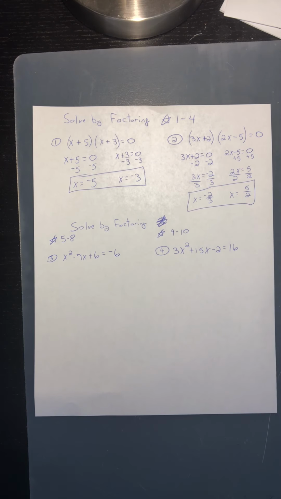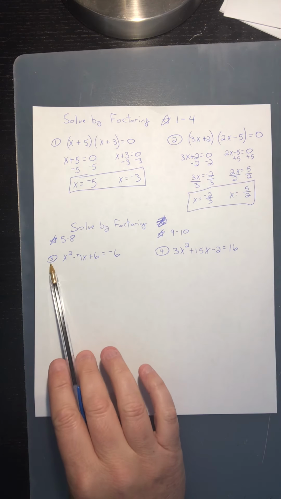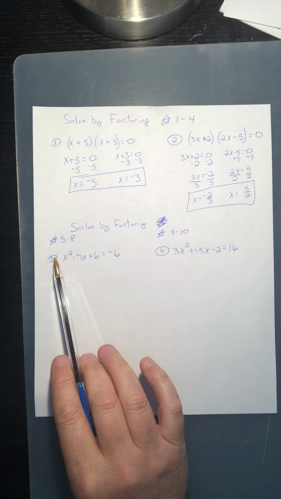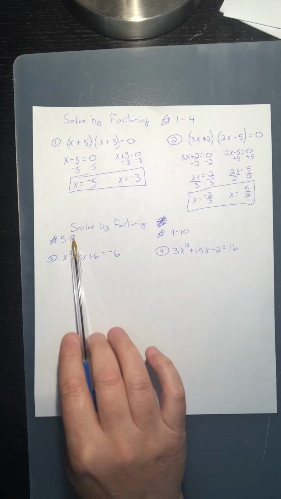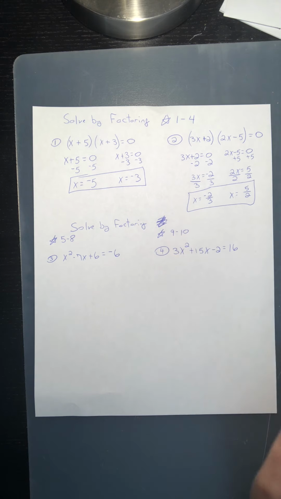All right, so two more types of problems to solve by factoring. This one here, number 3, is going to go with numbers 5 through 8 on your worksheet. So if you can do this one, you'll be able to do 5 through 8. And then this one over here is going to go with numbers 9 through 10. And then I'll do one more video to show you how to do one of them on the back.